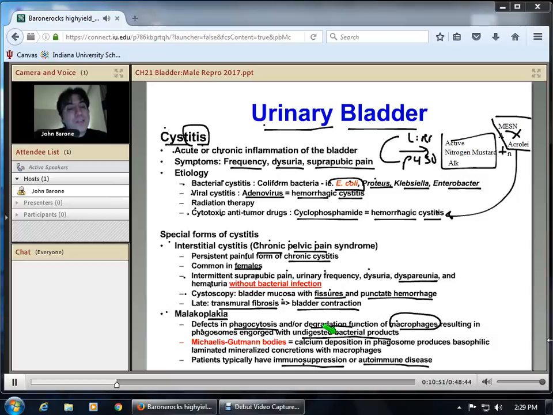When they start to calcify and get large, and I can see them under a microscope, we give them a fancy name, Michaelis-Gutmann body. As soon as you see that, Michaelis-Gutmann, malakoplakia. Because these are basically calcified deposits in the phagosome. It's always calcified, dead bacterial products that they couldn't break down, they couldn't get rid of. So it calcifies, so it's basophilic, it has calcium. It's layered, it's got a lamellar appearance, and it's concretions. It's a mineralized concretion inside the macrophage.